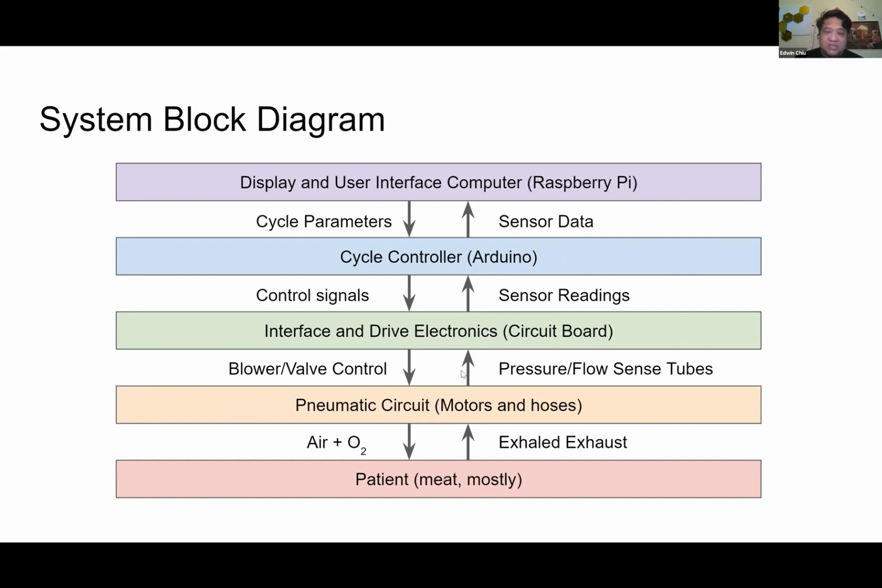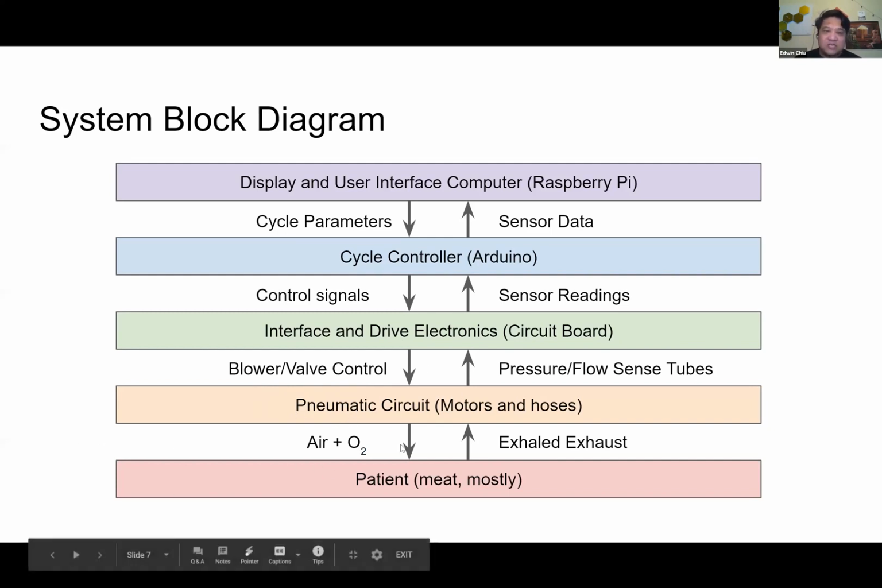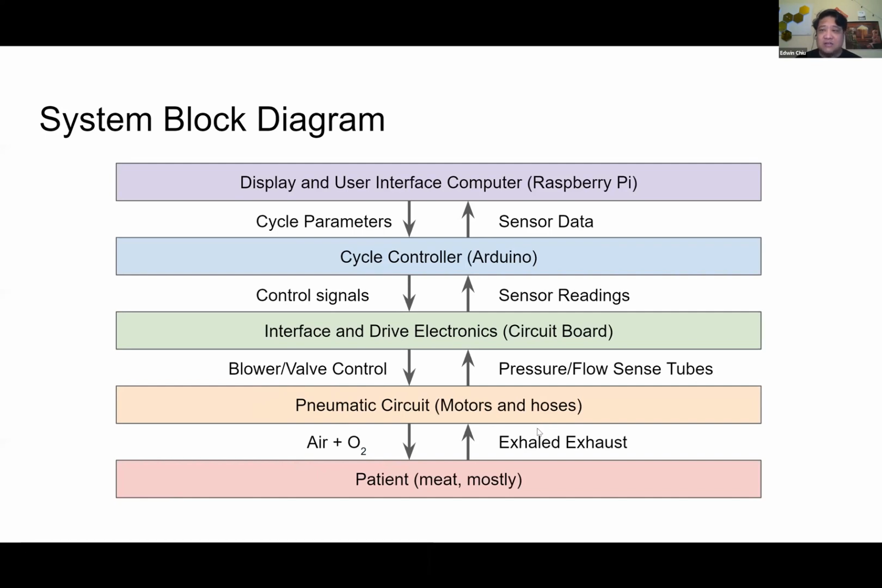This passes sensor data in the form of sensing tubes. So the sensors are connected to the individual pneumatic components using tubes that carry the pressure. And then the main two actuators of the system are the blower and the valve. We have a blower that can be throttled electronically, which is our pressure source, and a valve, which is our exhaust control. And then the interface to the patient is air and O2 on one side and the exhaled air on the other side.